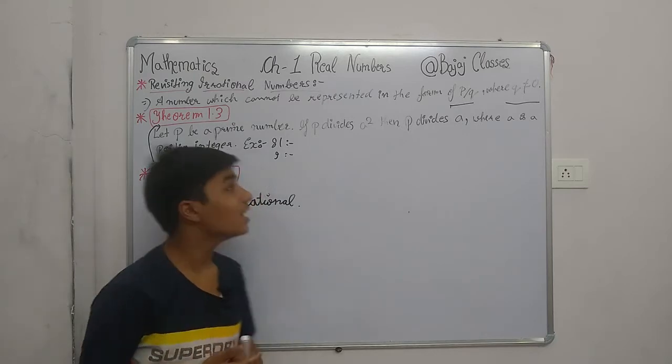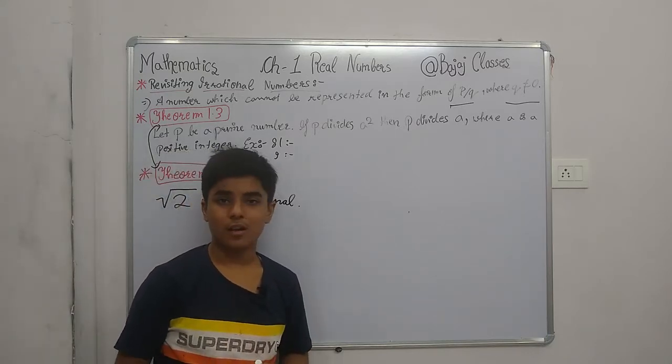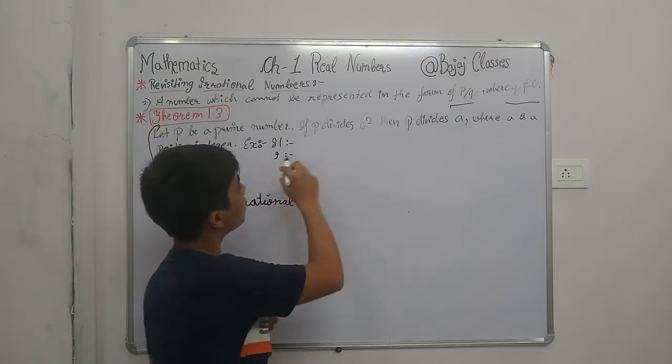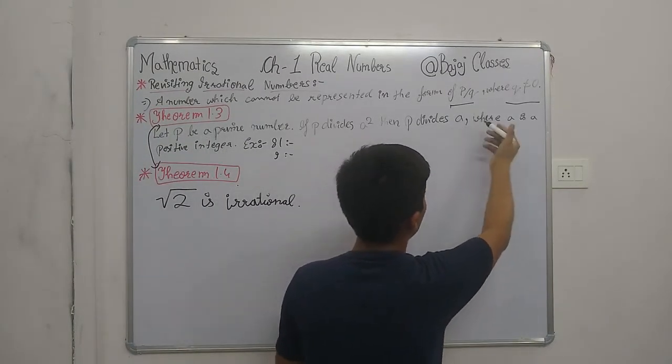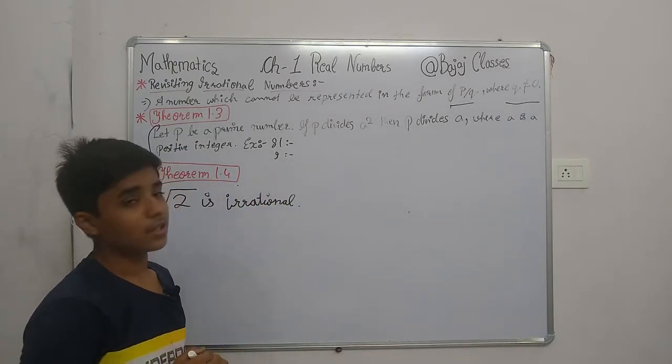Any number which cannot be represented in the form of p by q, where q is not equal to 0, is called an irrational number. A number which cannot be represented in the form of p by q, where q is not equal to 0, as I said. So this is an irrational number.